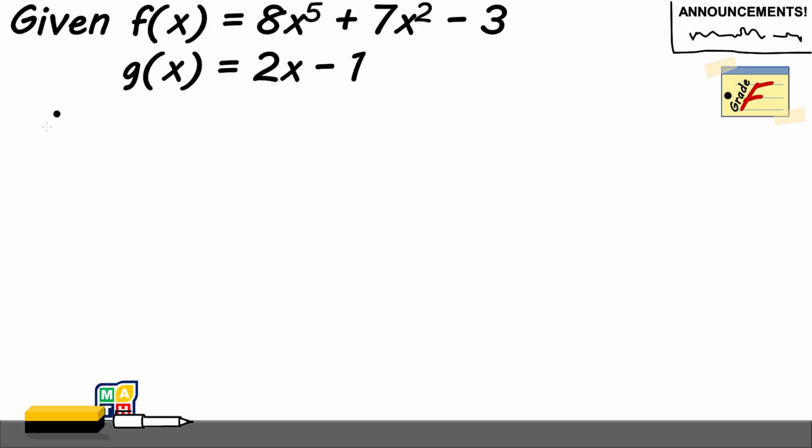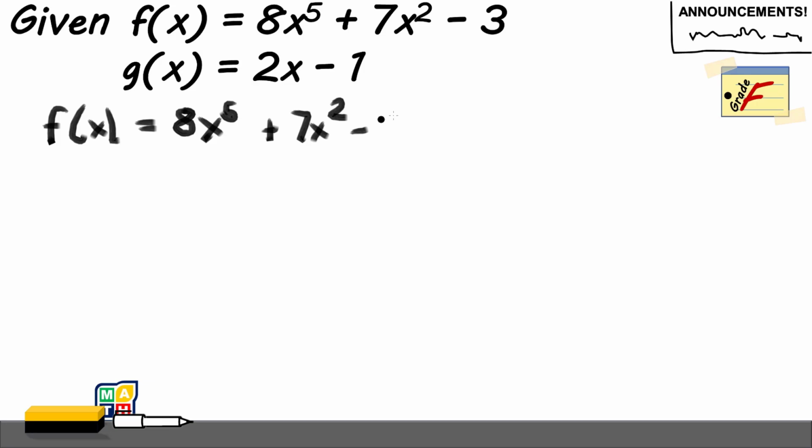So let's rewrite it here. Our dividend, f of x, is equal to 8x to the power of 5 plus 7x squared minus 3. This is to be divided by g of x, given as 2x minus 1.